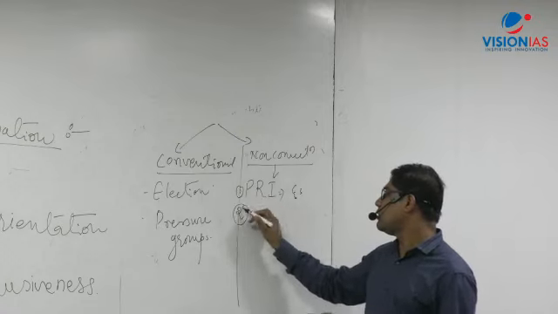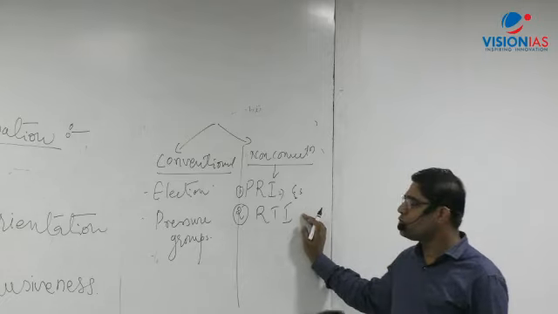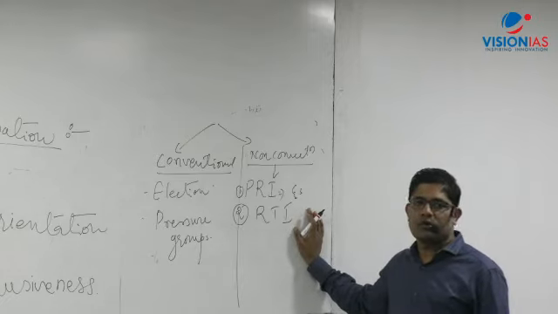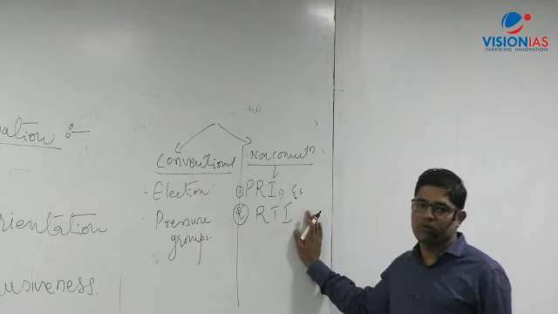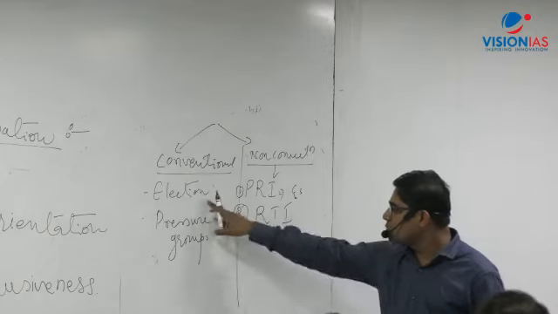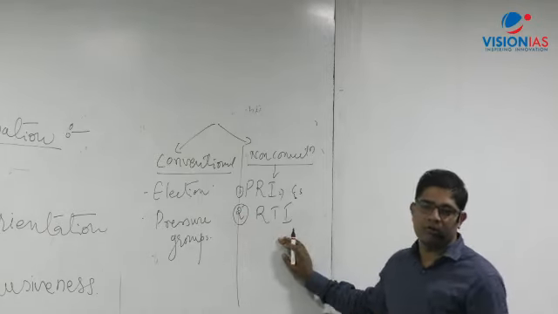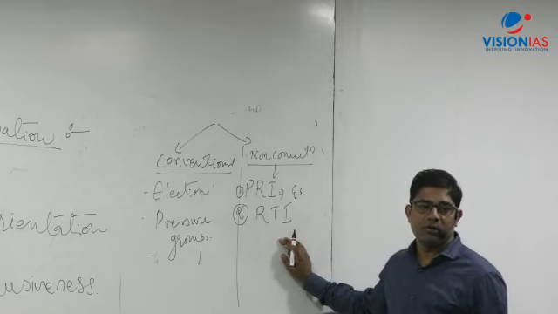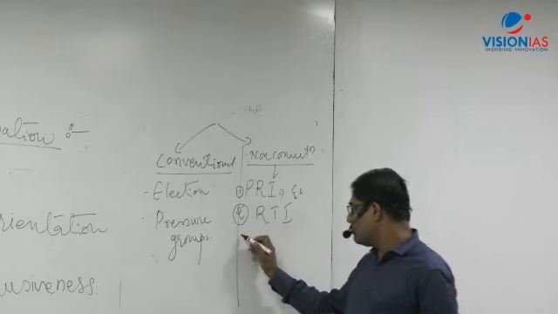Second is RTI. We are going to deal with it separately in transparency. RTI is again a very potent tool of people's participation. Not only that, it has taken participation beyond the election, because it ensures continuous people's participation on an everyday basis, making it difficult for the ruling class to misuse power.